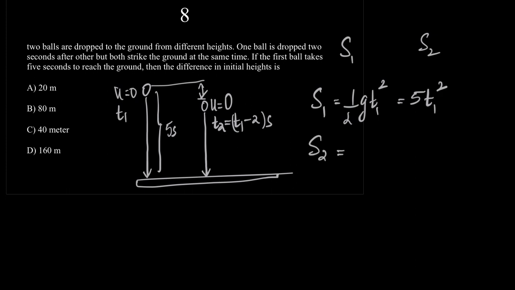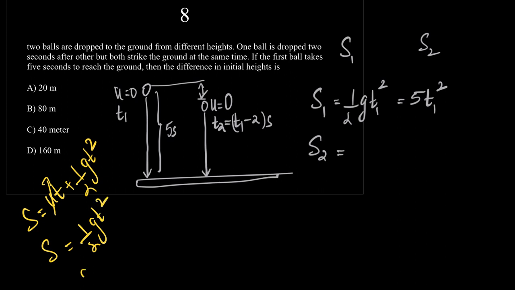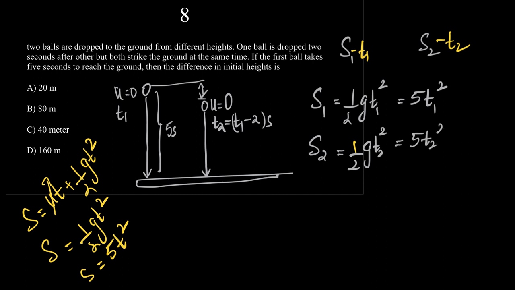What is S2? If you have a doubt about how I take half gt square: S is equal to ut plus half gt square. u is 0, so S is equal to half into g t square, or 5t square. Instead of t, we have t1 because I have assumed S1 displacement in time t1 and S2 displacement in time t2. So S2 will be equal to half g t2 square, which is 5 t2 square.